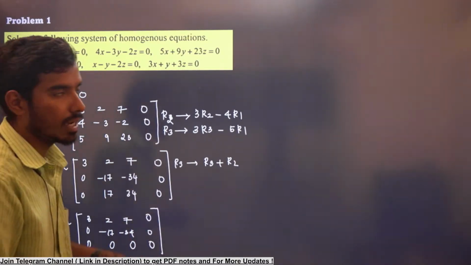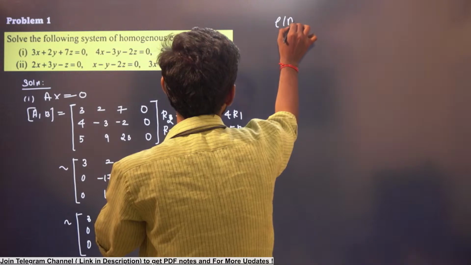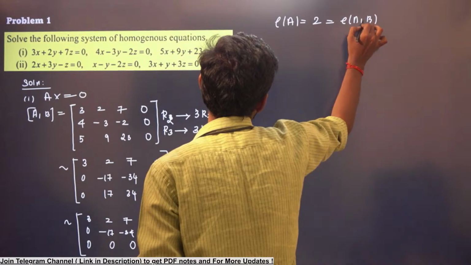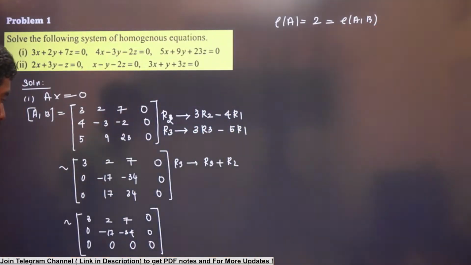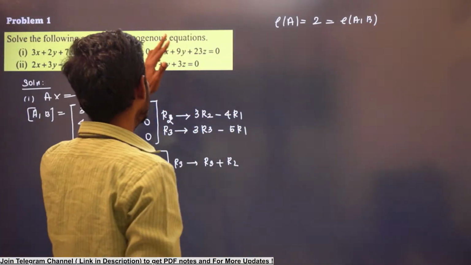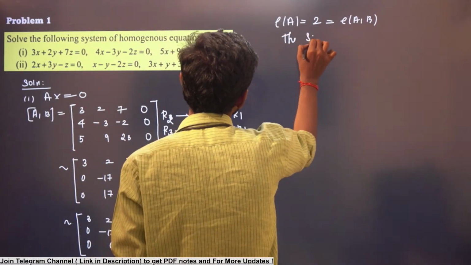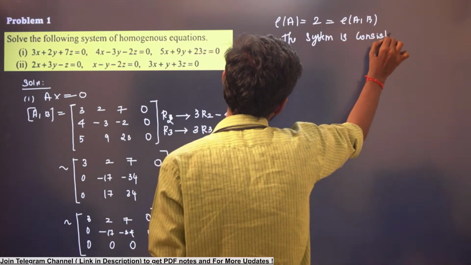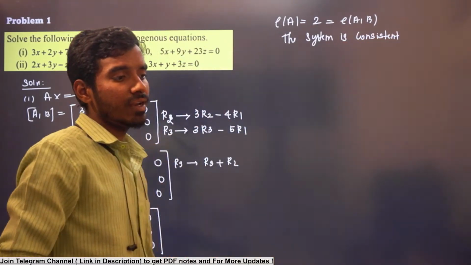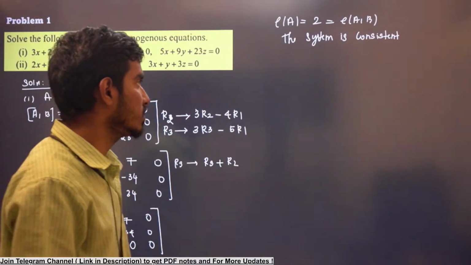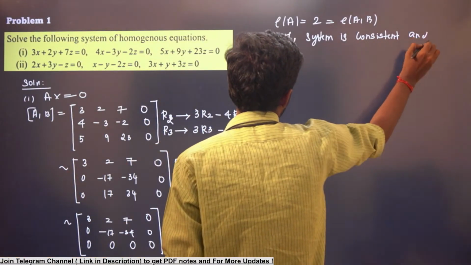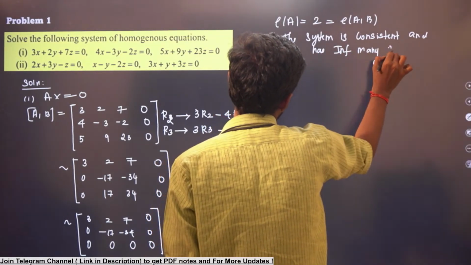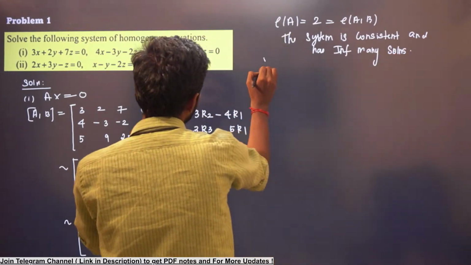So we have reduced this to row echelon form, and we have the rank of A equal to 2, and the rank of A comma B is also equal to 2. Both are equal to 2. Homogeneous system, the system is consistent. This is always consistent. It will be inconsistent whenever there is no solution. So it is always consistent. The system is consistent and has infinitely many solutions, right?